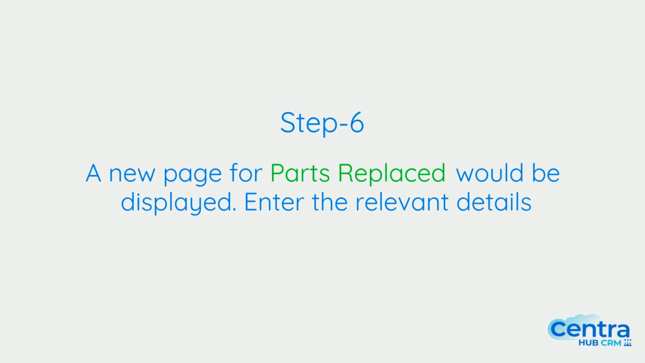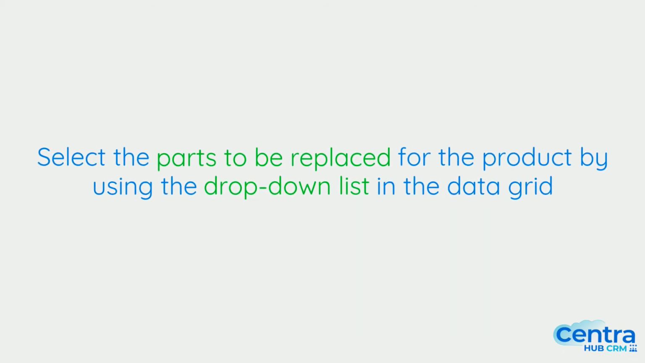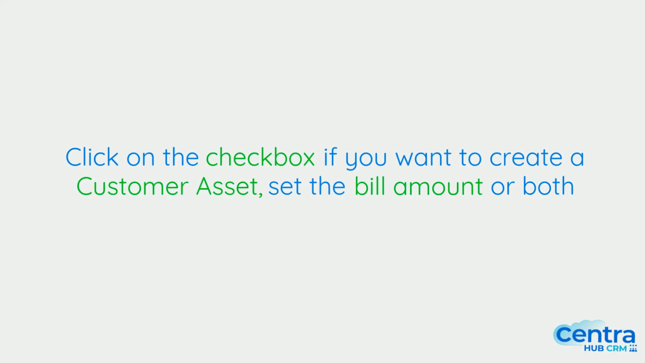Step 6. A new page for Parts Replaced would be displayed. Enter the relevant details. Select the parts to be replaced for the product by using the drop-down list in the data grid. Select the product. Click on the checkbox if you want to create a customer asset. Set the bill amount or both.